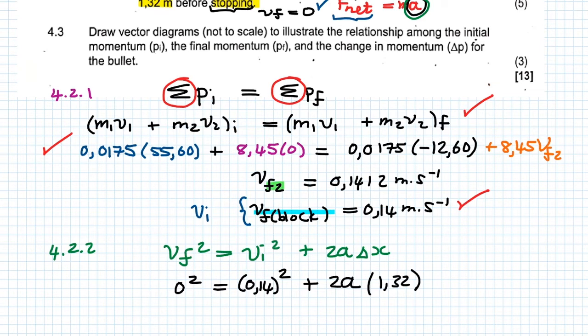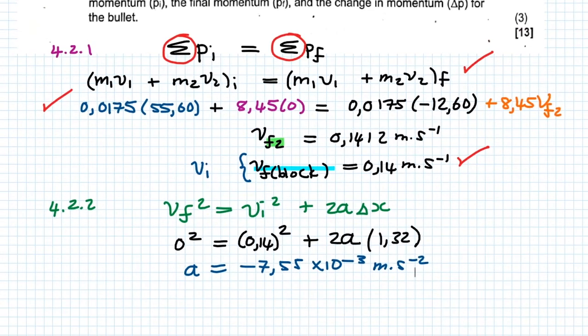We manipulate this formula, and in the end we find out that the acceleration of the block is equal to negative 7.55 times 10 to the power of negative 3 meters per second squared. This is the acceleration of the block, which makes sense since it is negative, implying that the block is slowing down. We don't need to interpret this negative because we are not yet at the final answer.